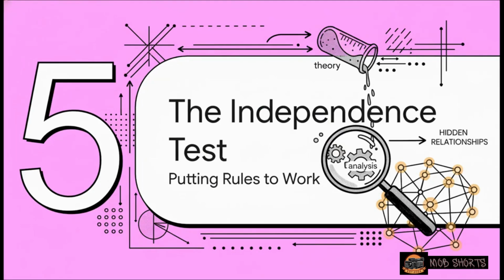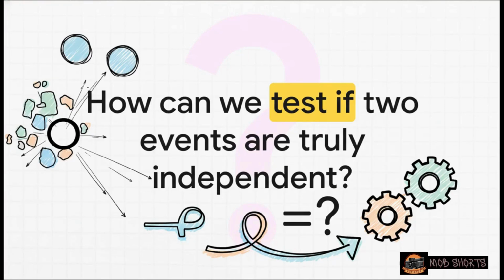Okay, theory time is over. Let's use our new rules to test a real scenario. This is where probability stops being just an idea and becomes a seriously powerful tool for analysis, one that lets us see hidden relationships inside data. So let's say we have some data from a survey, but we don't know how the events are related. Are they linked somehow, or are they totally independent?